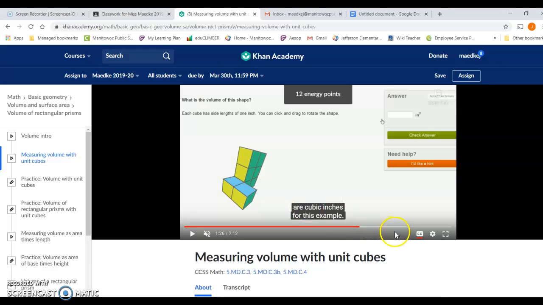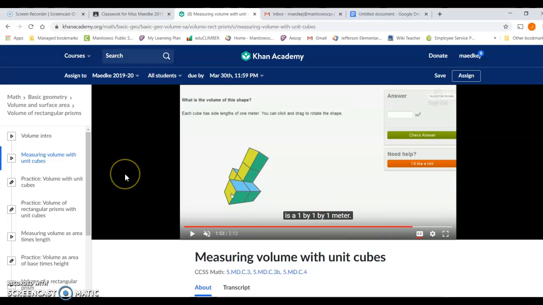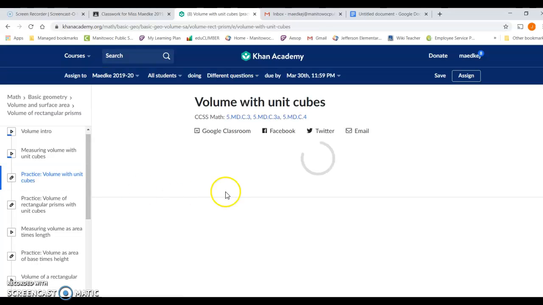So we look at this. This is a goofy shape. We have to figure out what it is here, and then we have to figure out what it is there and add it together. Again, you can watch these videos to show you these different things. Once you get done with that, you are going to look at this practice. Look where my cursor is right now. It says practice volume with unit cubes.